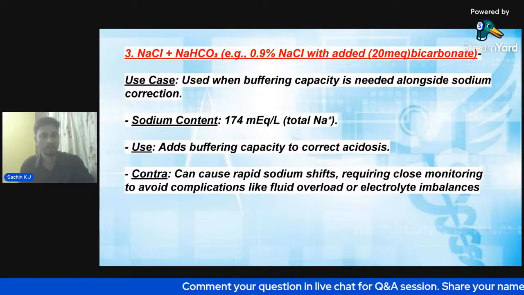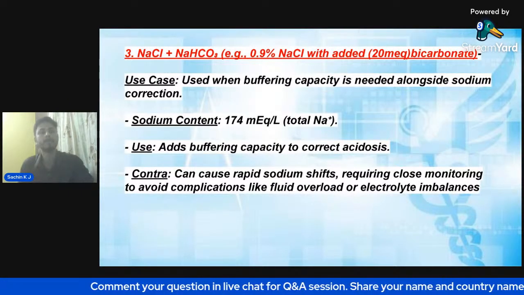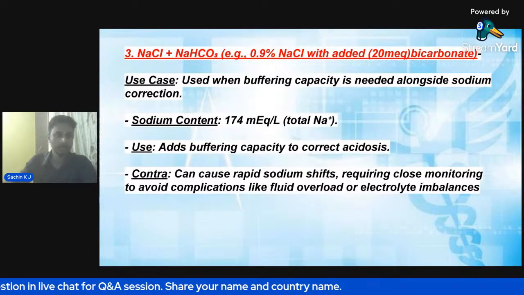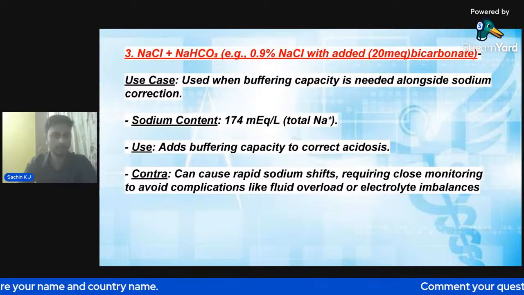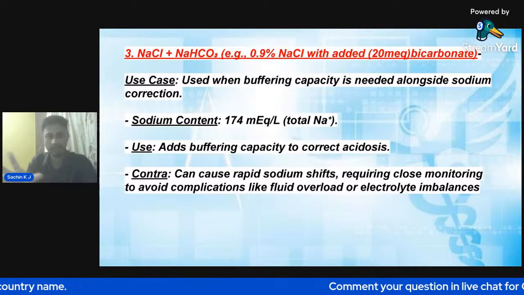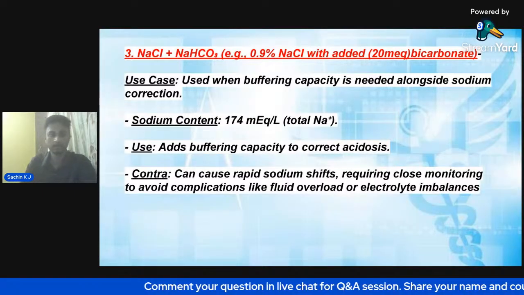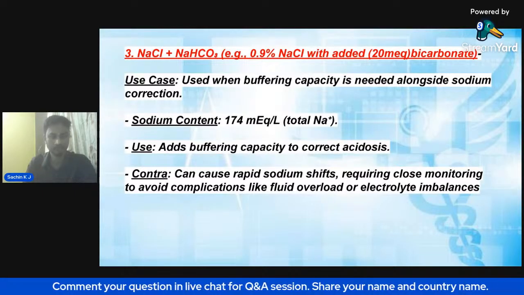And one more thing, sodium chloride plus bicarbonate solutions. If there is 500 ml NS, we add 20 milliequivalent of bicarbonate to that 500 ml NS. So then it will balance actually. Used when buffering capacity is needed alongside sodium corrections, like this.